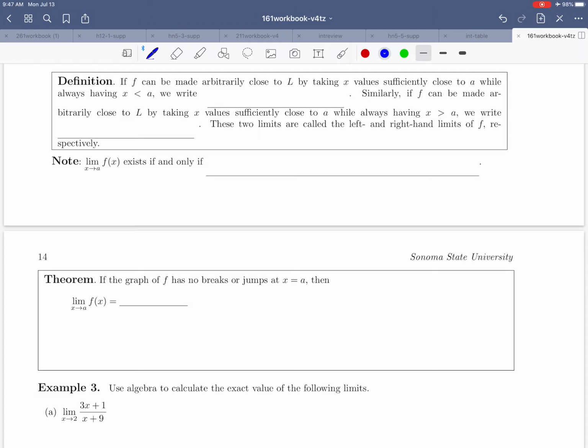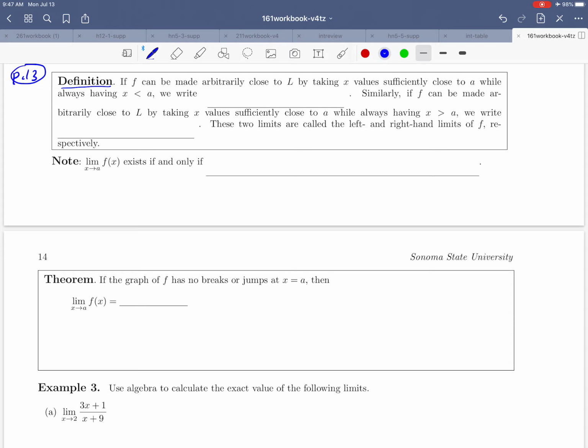Hello everybody, and welcome to the definition at the bottom of page 13 in the workbook. This is going to be a very brief video that just fills in this definition together, and it's going to relate to part of the example that we did in the previous video. Okay, so let's read this together.